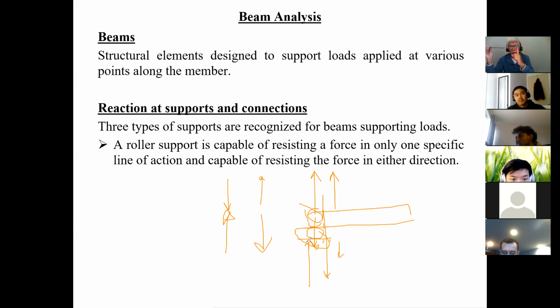Now, the thing about a roller is that if this thing wants to expand or contract because of temperature changes, what's the roller going to allow the beam to do? To have horizontal movement. To allow it to move horizontally. And therefore, if I allow it to move horizontally, is there going to be a reaction? If I do not restrict how the beam wants to displace, will I ever get a reaction?